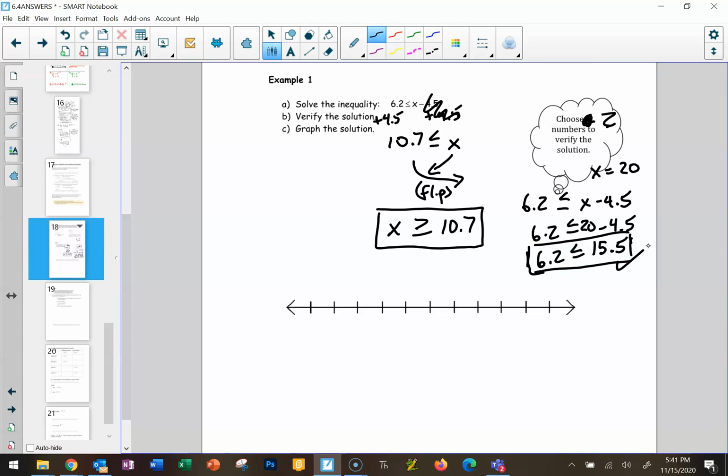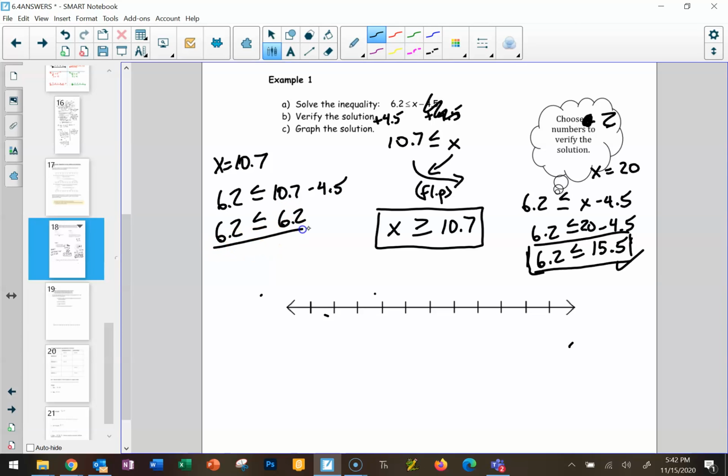That's one check. So let's do another one. So I checked x equals 20. Maybe I should check x equals 10.7. Why don't I check that? Because I said that it can be equal to 10.7 too. So this one should work out well as well. So we've got 6.2 is less than or equal to x, which I'm going to say is 10.7, minus 4.5. All right, so nothing changes on this side, 6.2. And then 10.7 minus 4.5, as you can well imagine, actually does equal 6.2.